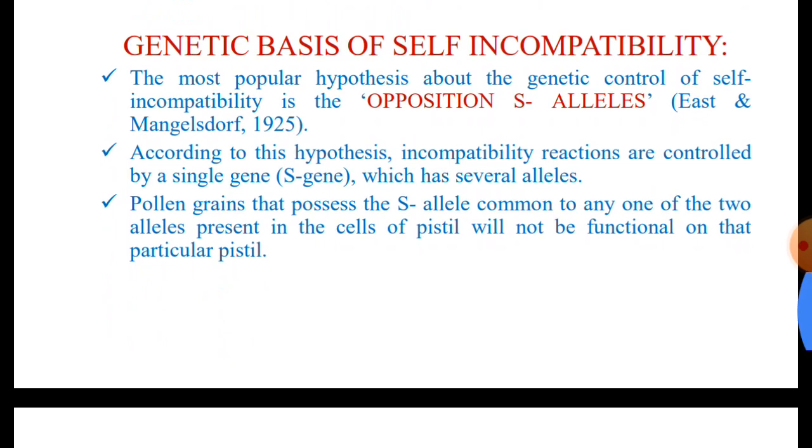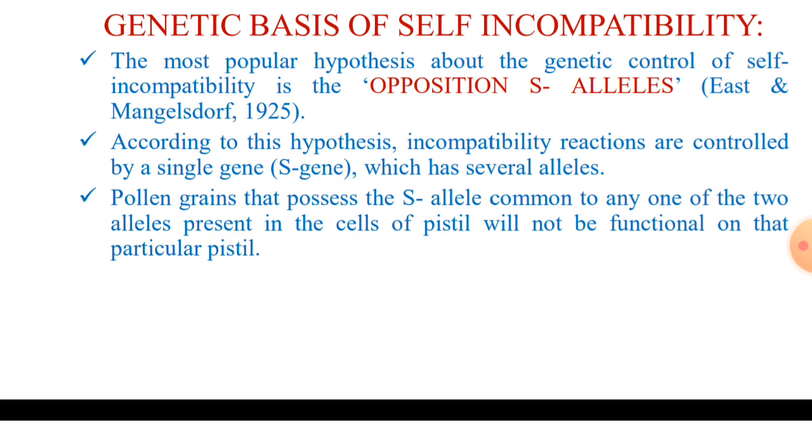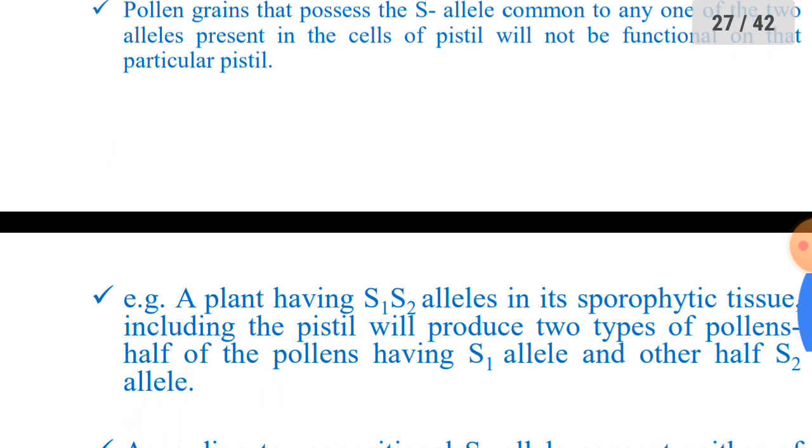The genetic basis of self-incompatibility. The most popular hypothesis about the genetic control of self-incompatibility is the oppositional S allele hypothesis, proposed by East and Mangelsdorf in 1925. According to this hypothesis, incompatibility reactions are controlled by a single gene, that is the S gene, which has several alleles. Pollen grains that possess an S allele common to any one of the two alleles present in the cells of the pistil will not be functional on that particular pistil.